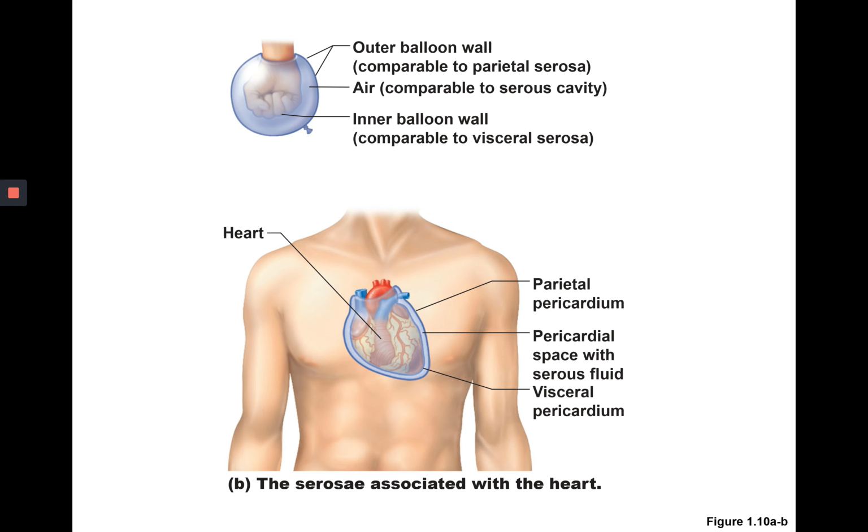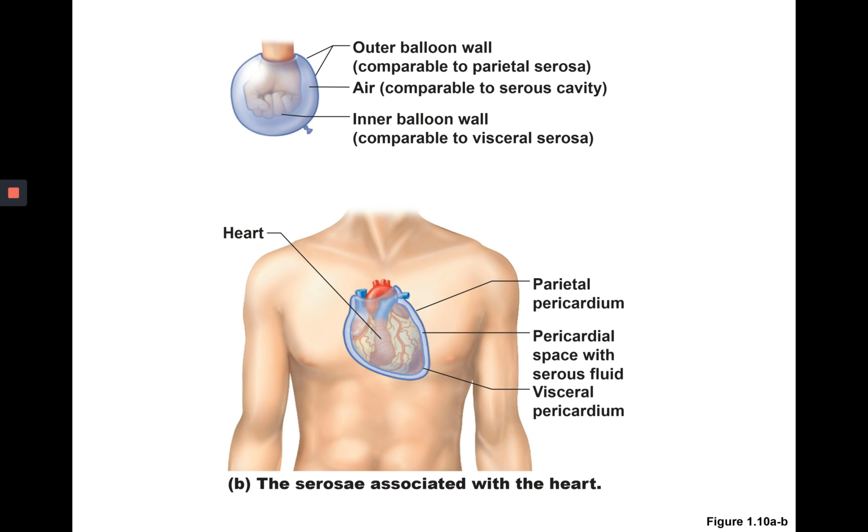Here's an example of a serous membrane that is around the heart. If we wanted to be really specific, we would say this one particular serous membrane made up of two layers is called the pericardium, because that's the name for the serous membrane made up of two layers that surrounds just the heart. The part that is closest to the heart is the visceral pericardium. The part that's further away from the heart is the parietal pericardium. But these are not actually two separate layers.